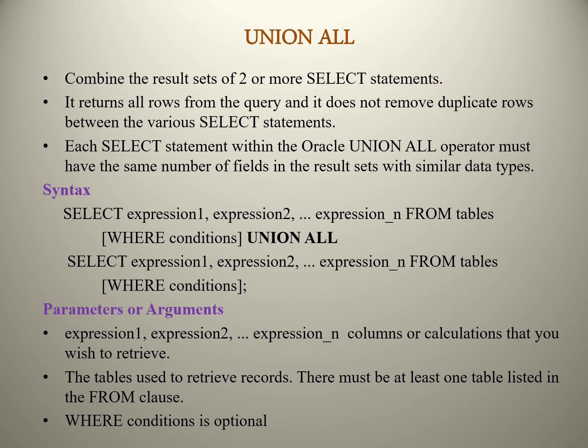Now here is the syntax for writing union all. This is the first query, and now I write the keyword union all. The next one is the second query. Here expression 1, expression 2, up to expression n are the columns we are going to retrieve, and the table is the table from which we are going to retrieve the records. The where condition is optional.